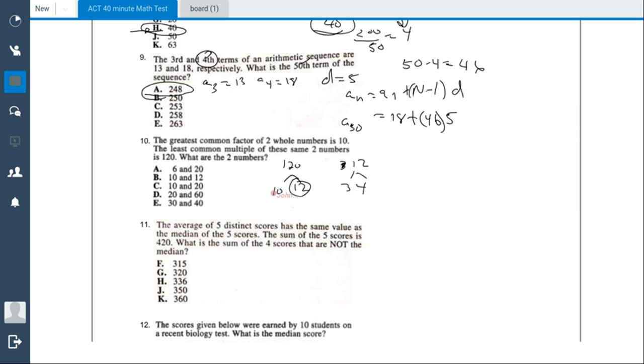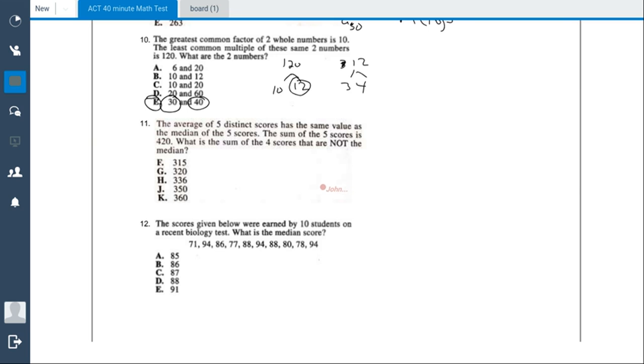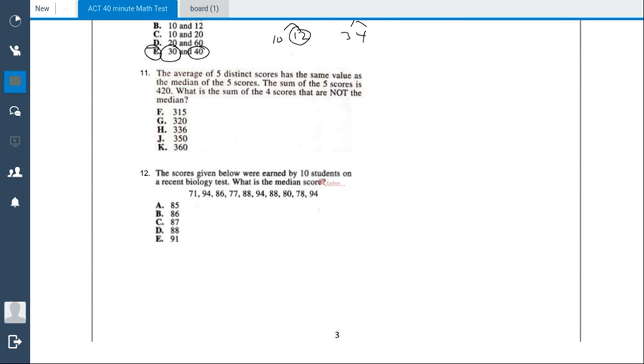Well, if you take 3 times 4, you get what? 30. If you take 4 times 10, you get what? 40. So that means that the answer would be E, because that's how the greatest common factor and the least common multiple are actually connected with one another. We've talked about that in other earlier videos.